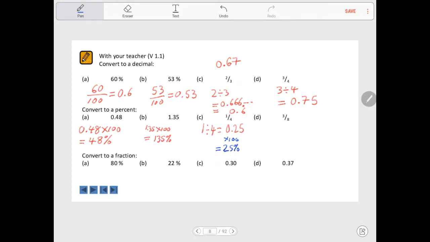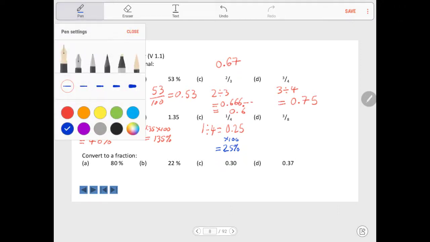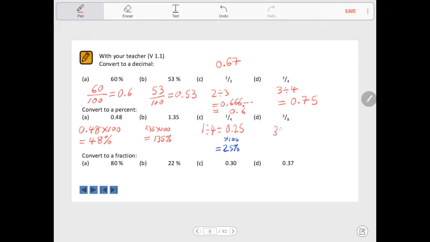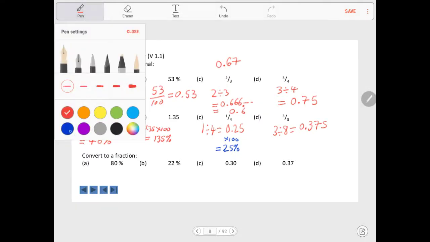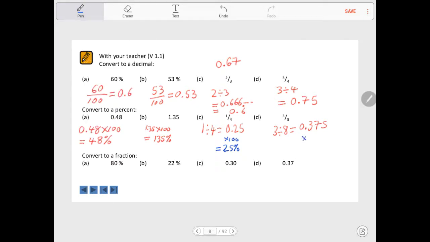Okay, you could try the next one now. Okay, so 3 divided by 8 is 0.375. We multiply that by 100. And we get 37.5%.